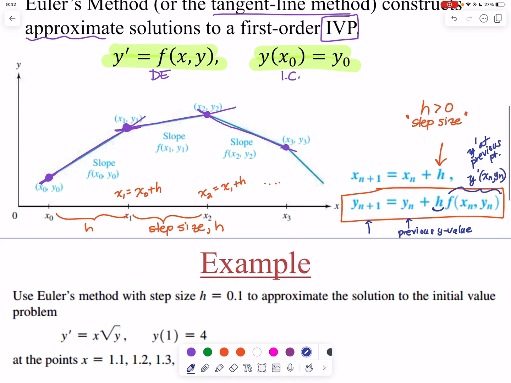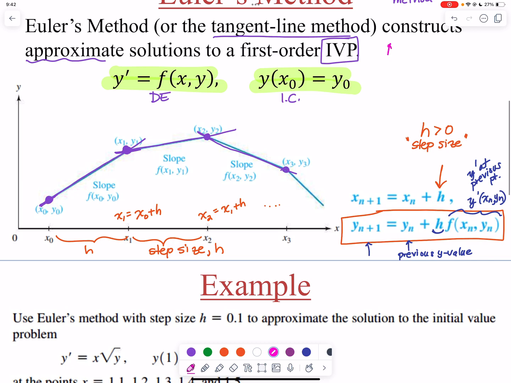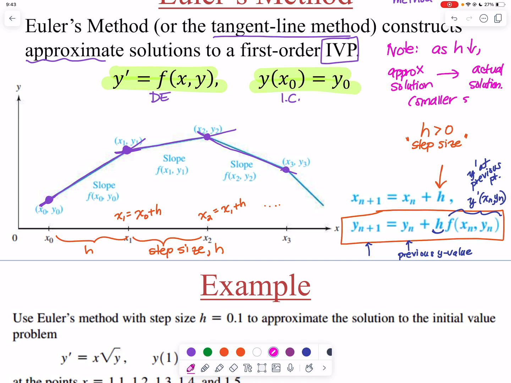Let's just jump right in. I did want to mention one thing. Note, as h decreases, the approximate solution approaches the actual solution. So basically, with a smaller step size, we get more accuracy.